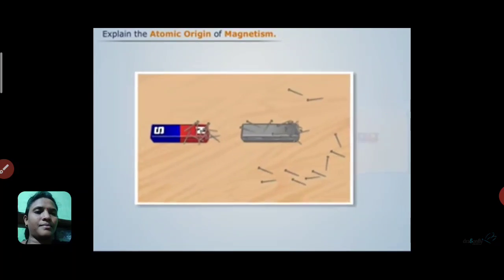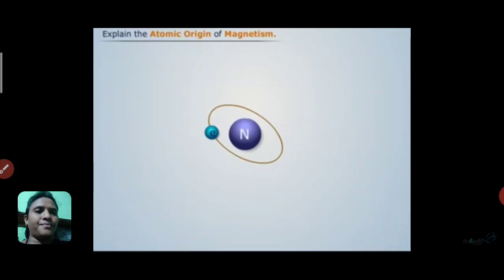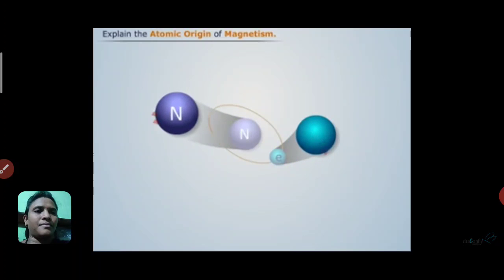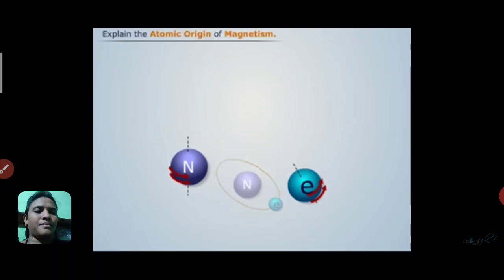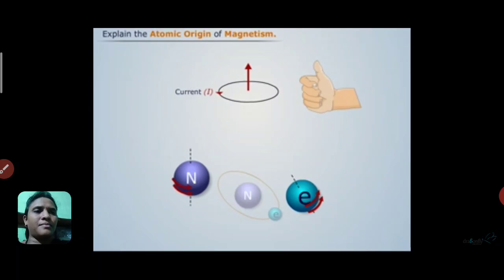To understand this, let's analyze the material at an atomic scale. We know that an atom consists of nucleus, surrounded by electrons that revolve around it. And the electrons and nucleus also rotate about their own axis. We also know that the flow of charge indicates the flow of current. And when a current flows through a circular coil, magnetic moment gets induced in the coil, in the direction given by the right-hand thumb rule.